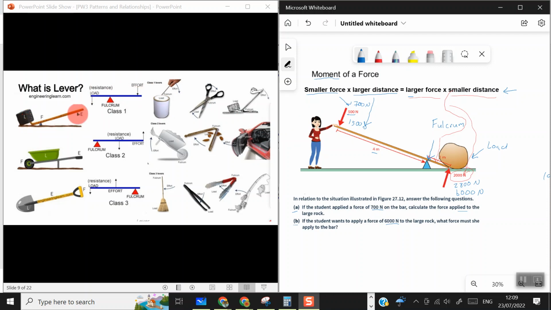So you have this type of lever, with all the parts: the effort, the fulcrum, and the load. These are everyday examples of this type of lever. You have this one here, for example: if you're opening a tin of paint, you would normally use a long screwdriver, for example.